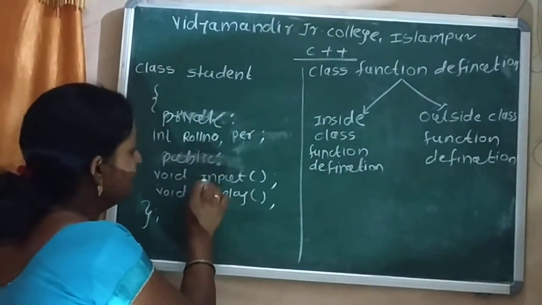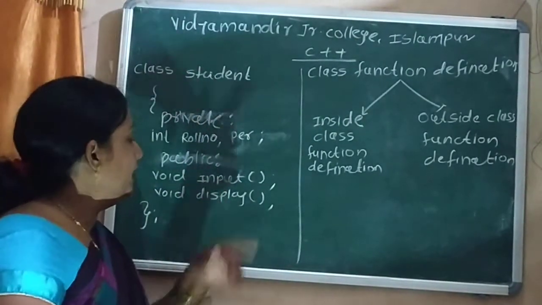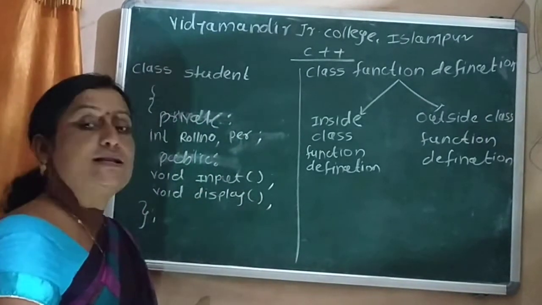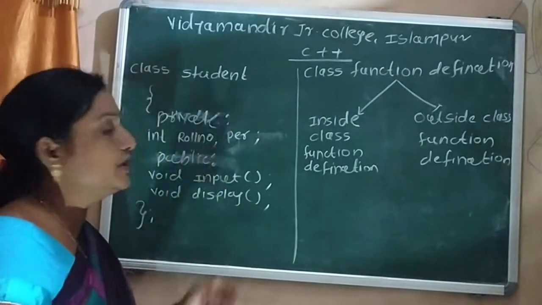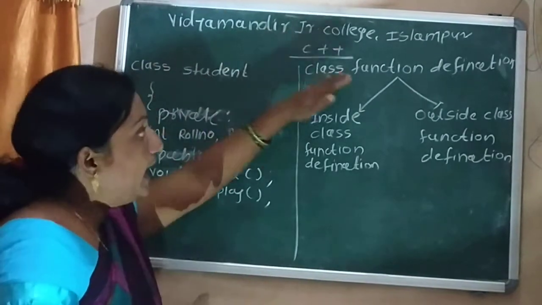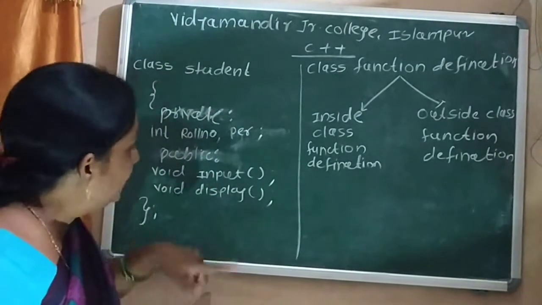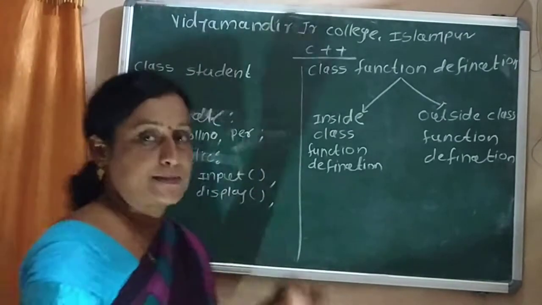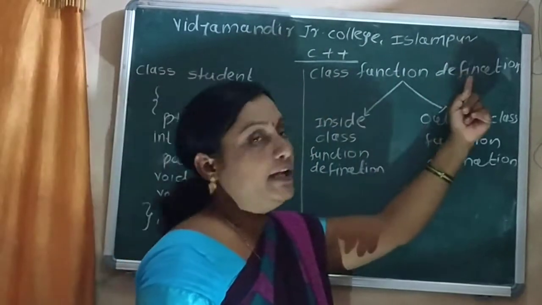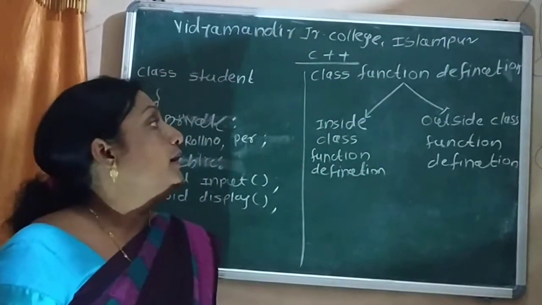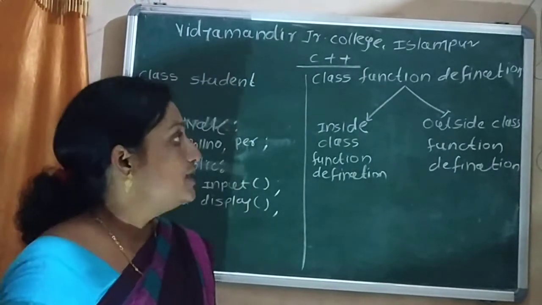This function, that is input, display, or another name of the functions, is also used or needed in a program. They can be declared anywhere in the program. But here another point is how we can declare or define, that is implement, the function in a class. There are two methods. The point name is class function definition. Definition means the implementation as well as the declaration.